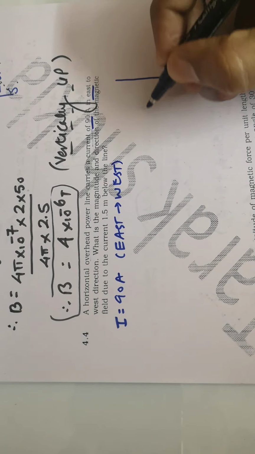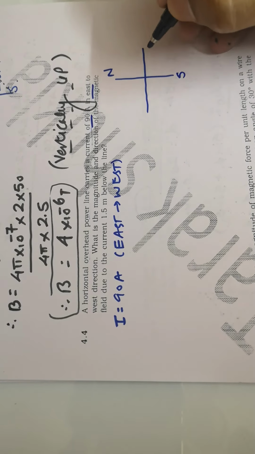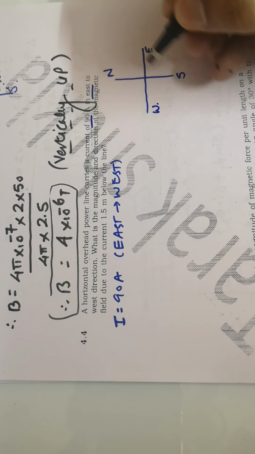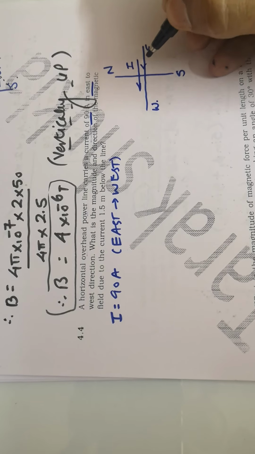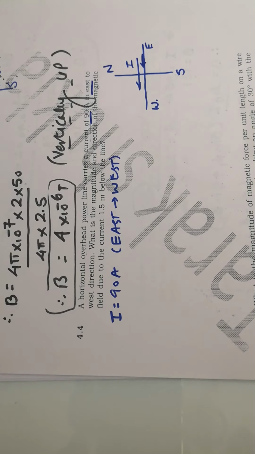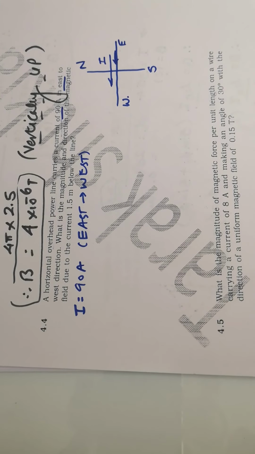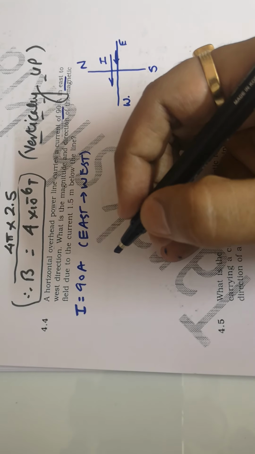First of all, I have to draw some primitive figures: north, south, east and west. My current is passing from east to west. So this is the direction of current. You can apply Maxwell's thumb rule or Ampere's circuital law. You can have various choices, whichever you want to utilize.